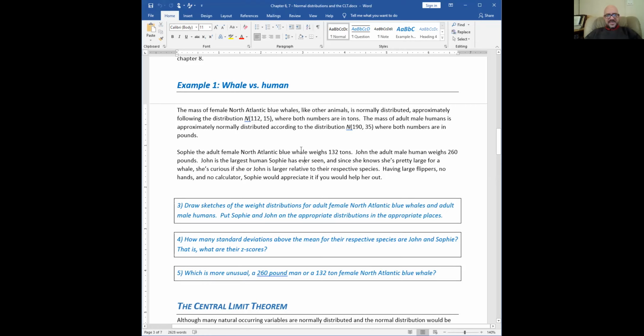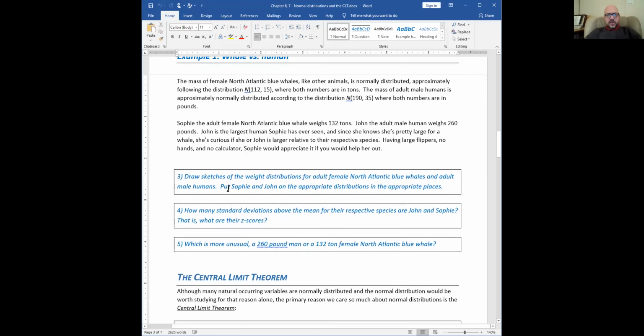So Sophie here is an adult female North Atlantic blue whale, and she weighs 132 tons. John, the adult male human, weighs 260 pounds. John is the largest human Sophie has ever seen, and she knows she's pretty large for a blue whale, so she's curious if she or John is larger relative to their respective species. So Sophie wants to know, is a 132-ton blue whale more or less unusual than a 260-pound male human? Sophie doesn't have a calculator, she's a whale, so we're going to have to help her out here.